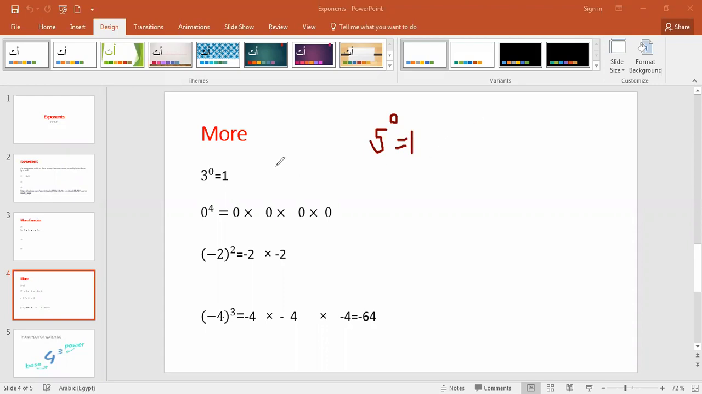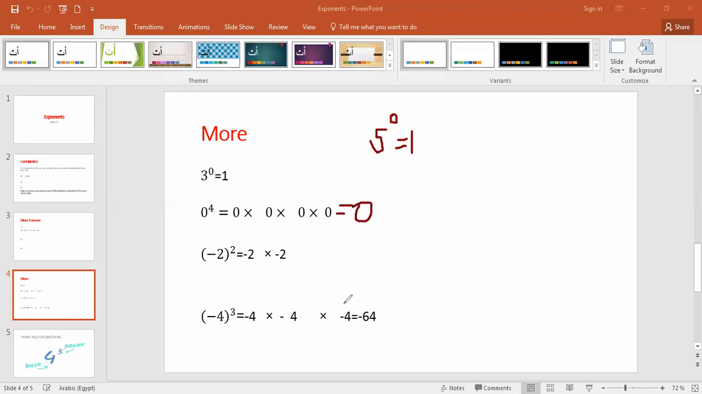Fine. Another definition. 0 power of 4. The base value is 0. The power is 4. It means 0 is repeated how many times? 4 times. So 0 power of any number is equal to 0.